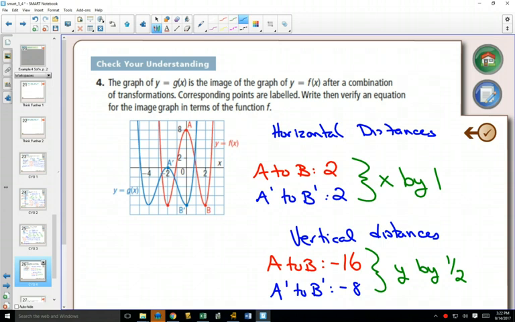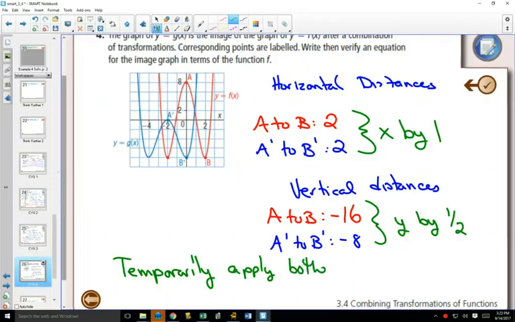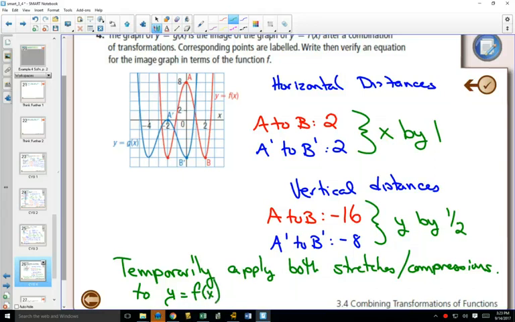What makes this one different is that after figuring out what your transformations are, what you need to do is temporarily, I'll just say temporarily, because this isn't part of your final graph, temporarily apply both, and I'll write stretches/compressions, even though right now we only have one compression. But you're going to temporarily apply that to your original graph, which is your red one, y equals f of x.